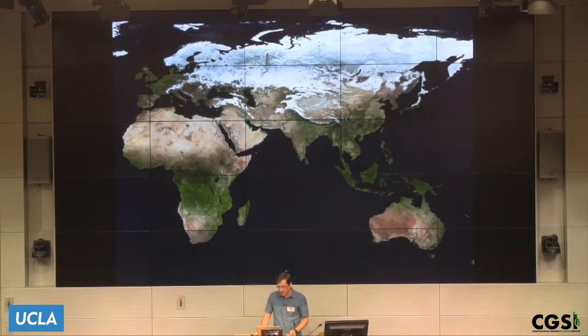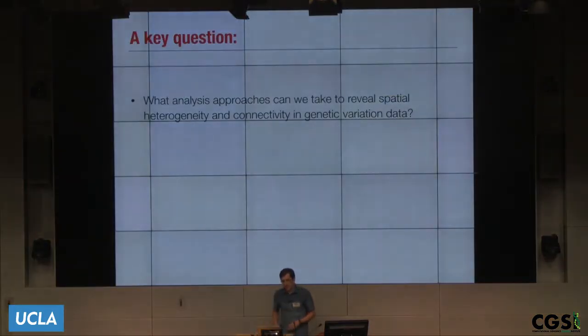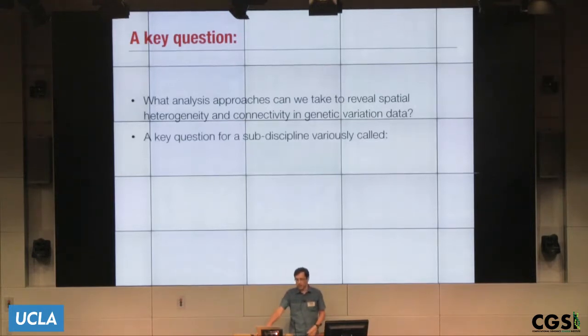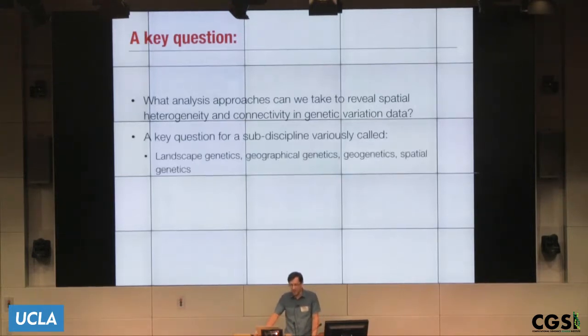One way of saying this is, what analysis approaches can we take to reveal spatial heterogeneity and connectivity in genetic variation data? It's a key question for a subdiscipline that's variously called landscape genetics, geographical genetics, geogenetics, spatial genetics. And it's a question that's been worked on for quite some time with many answers.